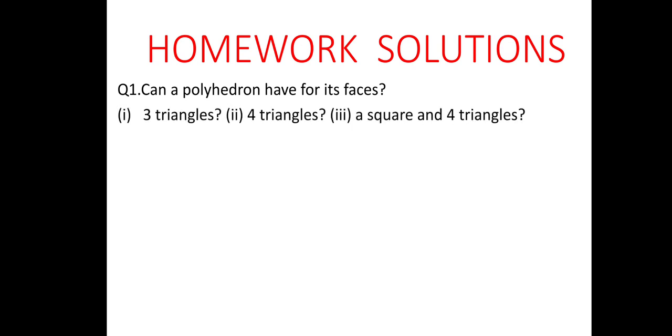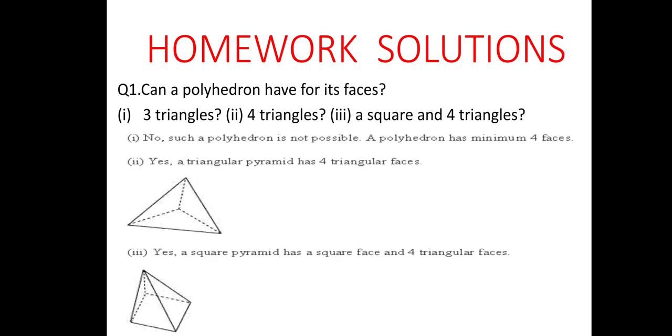Let us discuss now homework solutions of the previous lecture. Question number 1. Can a polyhedron have for its faces 3 triangles? Second part is 4 triangles. Third part a square and 4 triangles. In this we need to tell whether it is possible to have a polyhedron of this kind.